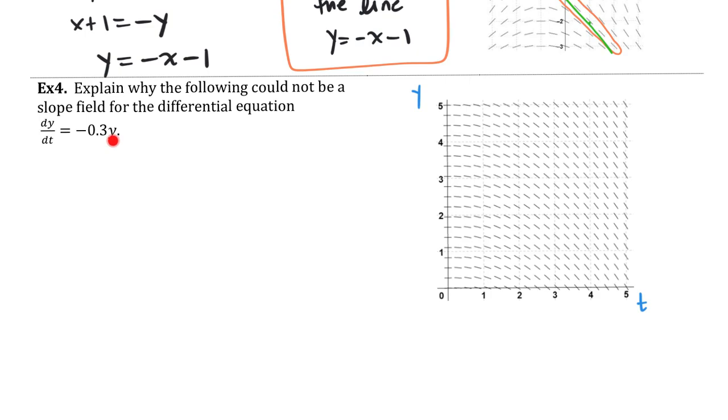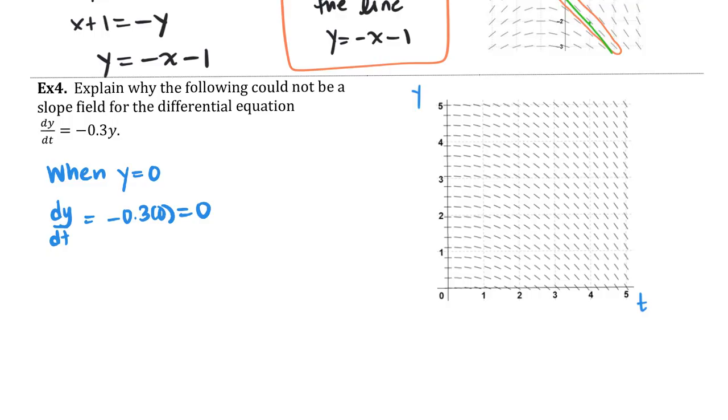Let's see, when y is 0, does that already fail? If y is 0, -0.3 times 0 is 0. So the slope here should be 0, 0, 0, 0, which it's not. So I already found a reason why this doesn't work. When y equals 0, dy/dt should also equal 0.